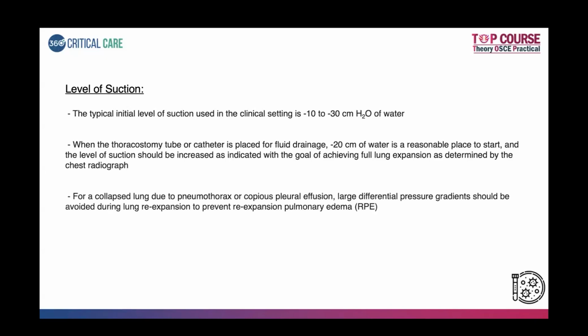So for a collapsed lung due to pneumothorax or copious pleural effusions, large differential pressure gradients should be avoided during lung re-expansion to prevent re-expansion pulmonary edema. And if suction is not ordered, ensure that the port is left open.